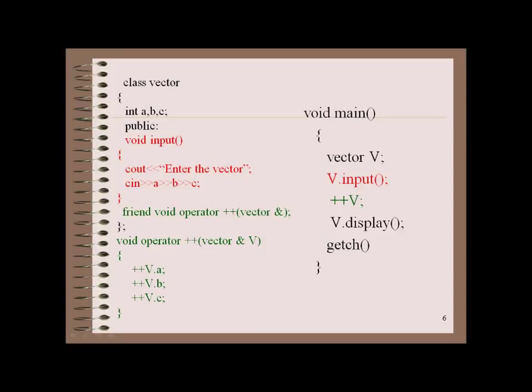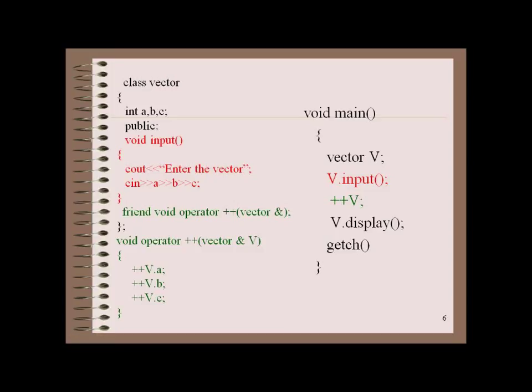So we are implementing this increment operator using a friend function, and friend functions are always declared within the class and defined outside the class. Here we go with the declaration: friend void operator, the operator to be overloaded, that is ++ and reference to vector. Here we want to change the original location, values at the original location. That's why we have used vector ampersand. Then we have the definition of this operator function. It is void operator ++ (vector &v).